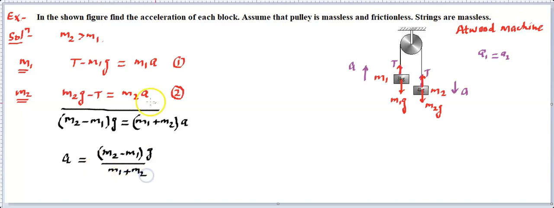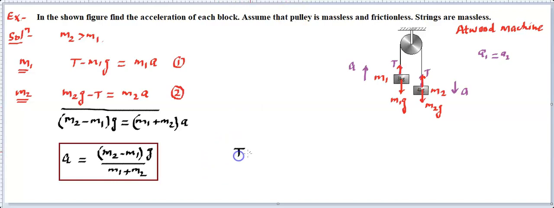or (m2 plus m1). So whenever there is an Atwood machine given to you, or this simple two blocks and pulley system is given to you, you can directly write acceleration by using this. m1, m2 will be given to you, g you know, and you will find the acceleration, and the direction you can decide accordingly. This will become the formula for acceleration. Once you know this acceleration, you put it back in any of the equations and you can solve. You'll find the value of T for tension.